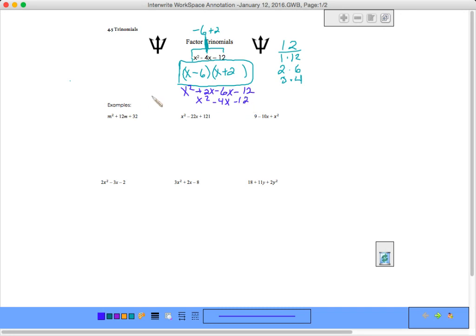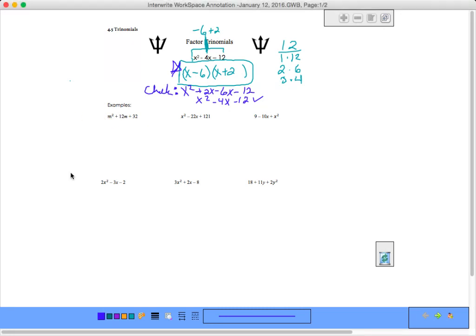So this is just checking to make sure what we did works. And in this case it does, because we ended up back where we started. But this right here is our answer. And it doesn't matter the order. I could have put x plus 2 first and x minus 6 second, and that would have been the same answer. Okay, so let's come down here, and we'll try another one.